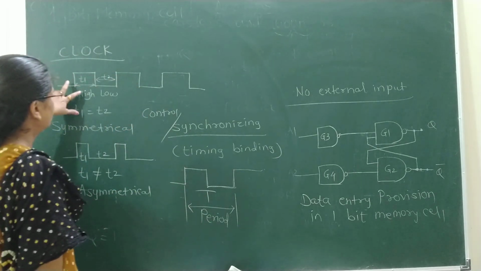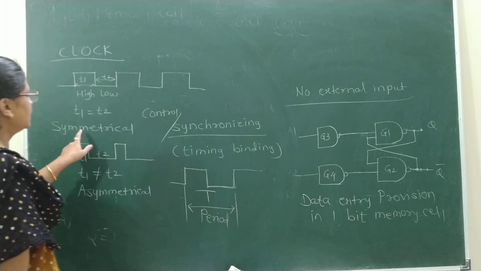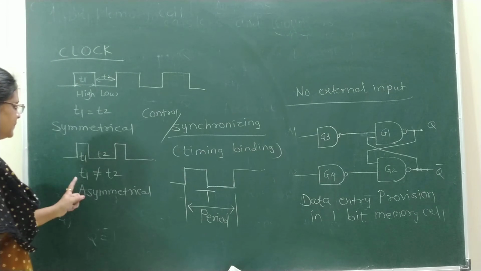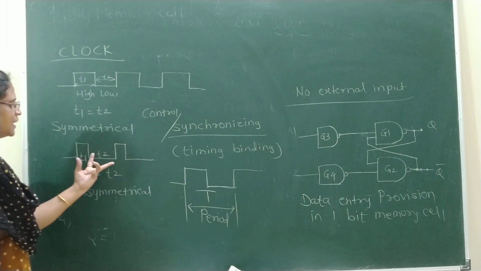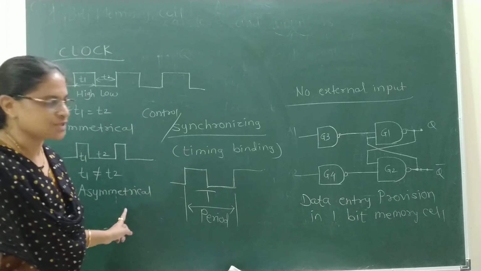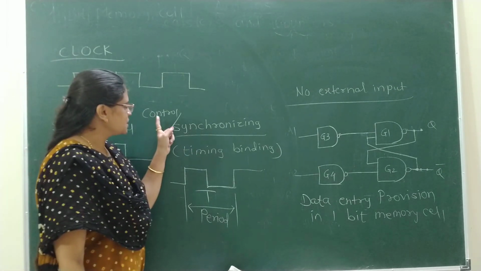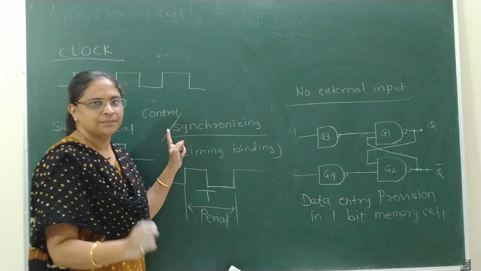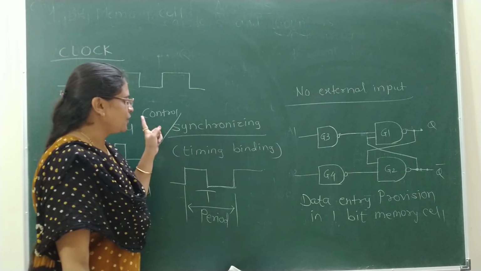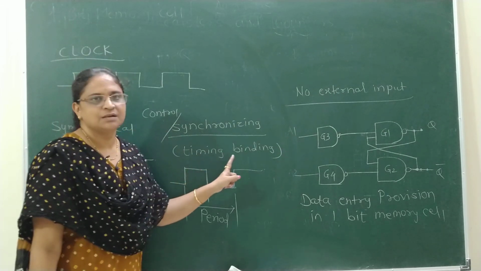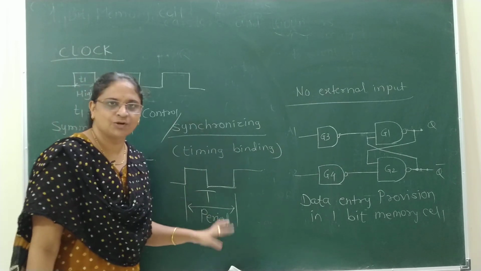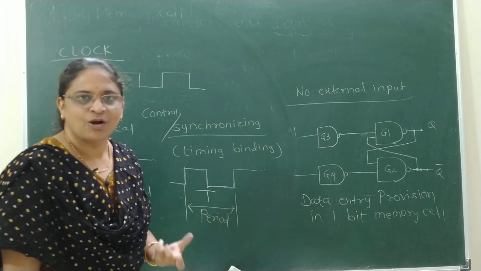So here two types of clock signals are shown. One is the symmetrical clock, where the high state period and low state period are the same, and the other, where T1 and T2, the high state and low state periods, are not the same, is said to be an asymmetrical clock signal. This clock signal is used as the basic time control signal, as a synchronizing signal or control signal, which is the timing binding signal to complete a given operation within the clock period.